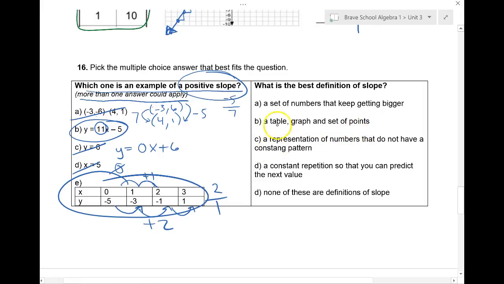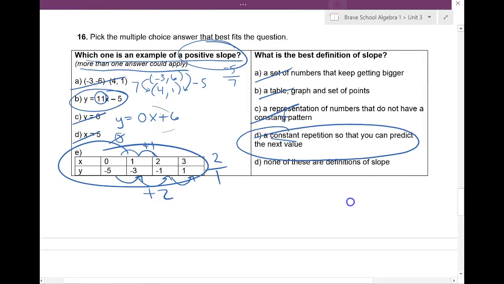A representation of numbers that do not have a constant pattern. That's supposed to be a t. Well, slope is constant, so it is not that one. A constant repetition, well, we know it's constant, so that you can predict the next value. And we can predict, because once we make an equation, we can predict it. So it's D. Okay, and that was page 3.